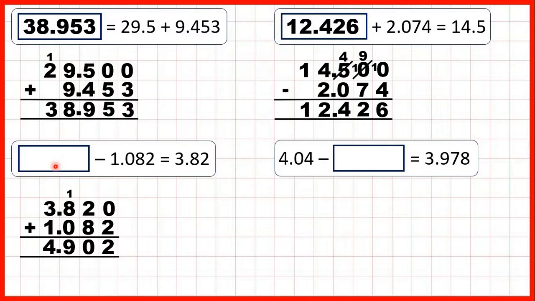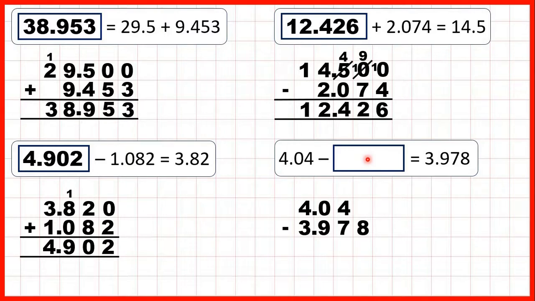So our missing minuend is 4.902. Finally, 4.04 minus something equals 3.978. So this time it's the second number in our subtraction, so the subtrahend that's missing. And when the subtrahend is missing, we still use subtraction to find our missing number. So we need to work out 4.04 minus 3.978, and that will give us our missing number.